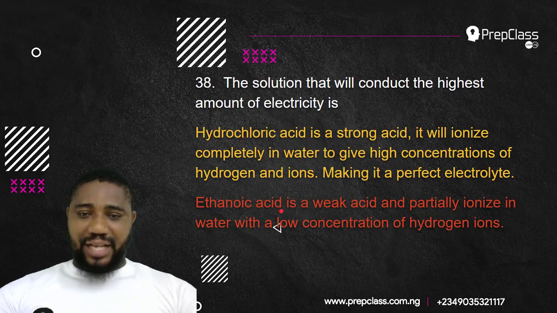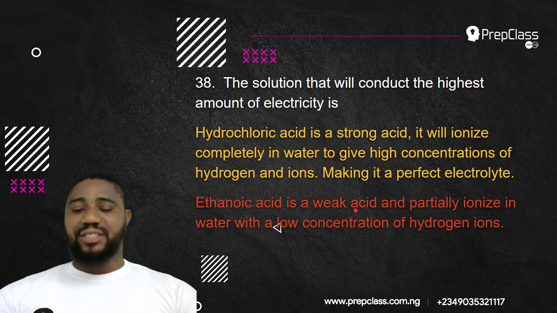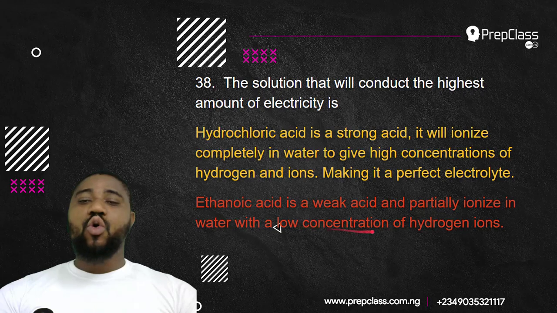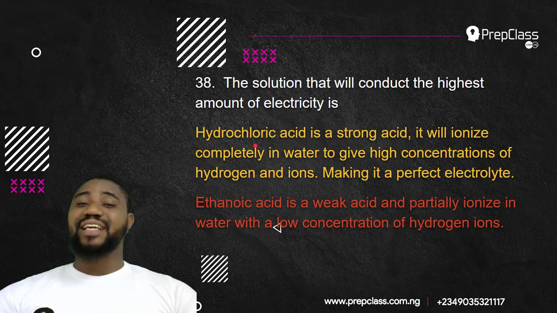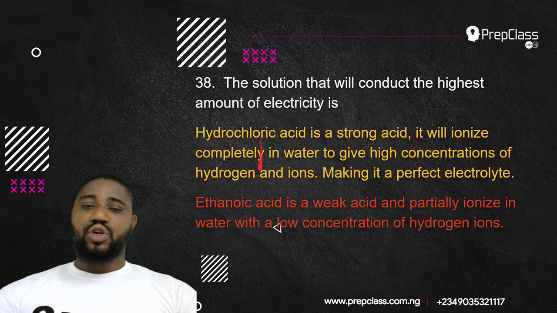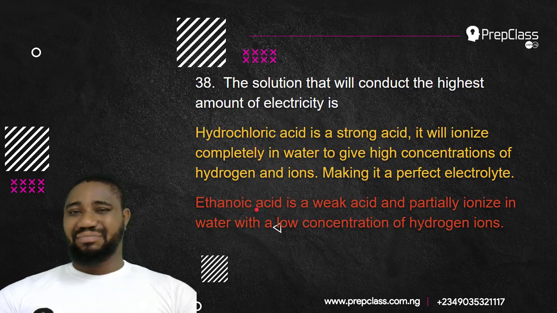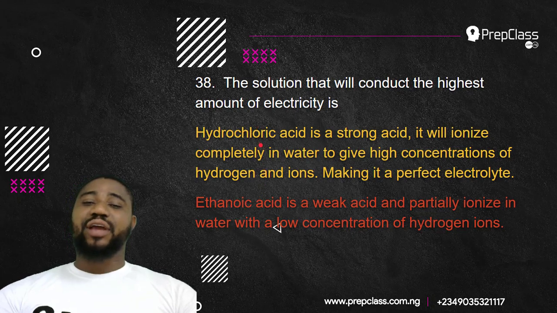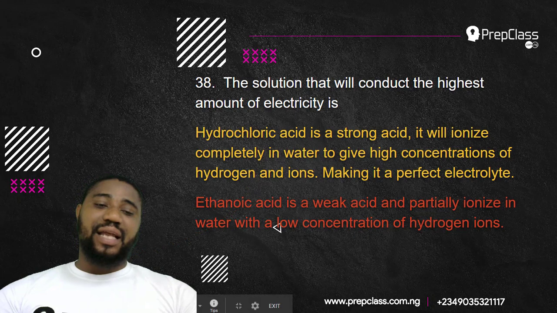Now look at ethanoic acid. Ethanoic acid is a weak acid and partially ionized in water, with a low concentration of hydrogen ions. So considering these two, you will notice that hydrochloric acid in water has a high concentration of hydrogen ions, while ethanoic acid ionizes about 4% in water. So hydrochloric acid has more hydrogen ions, so it will conduct more electricity than ethanoic acid.